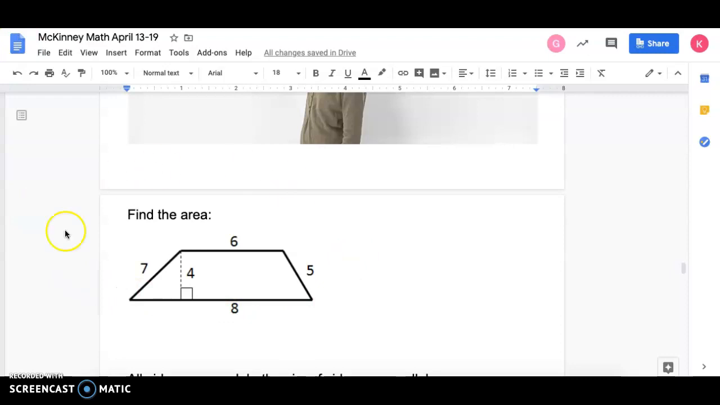So this is another trapezoid. Keep in mind, the bases are parallel to one another, and the bases must be perpendicular to the height. So there's some extra numbers here. Find the area of this trapezoid.